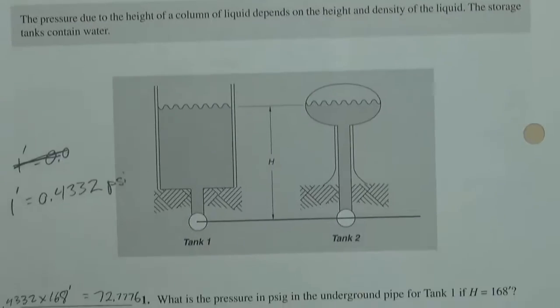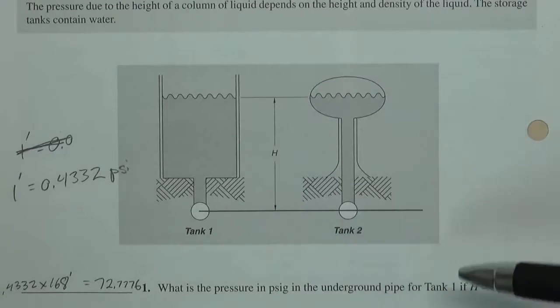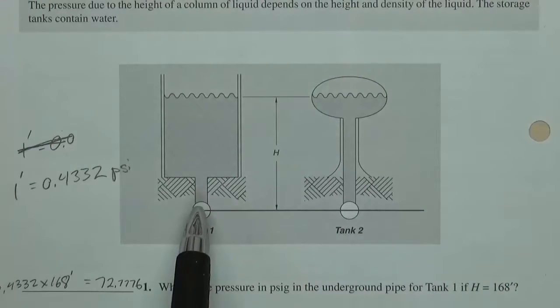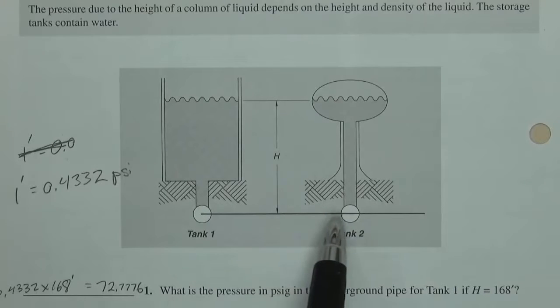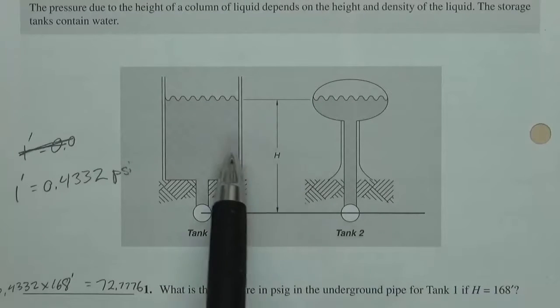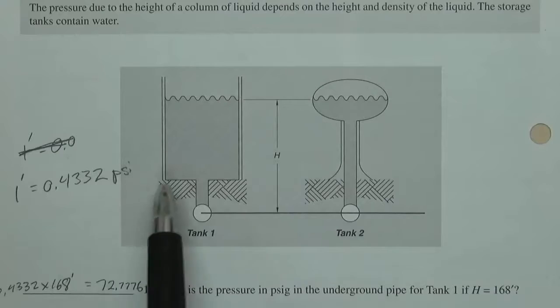Now, the important thing to think about here is it doesn't matter if it's a tiny little column or a very wide column. It doesn't really matter how much water is there. The pressure depends only on the height. What that means is the pressure here is going to be the same as the pressure over here, even though this tank as drawn contains much more water than this one.